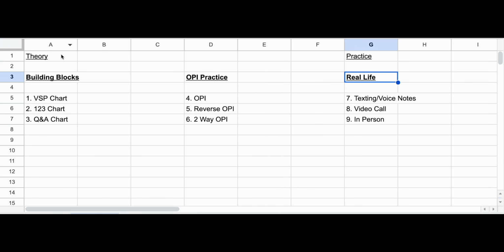So if you think about theory to practice, the most real life thing is talking to people in person, okay? The next most real life thing is having a video call with someone, and the one before that, texting and sending voice notes in real life. See how that goes? Okay. I guess we're working in reverse order.